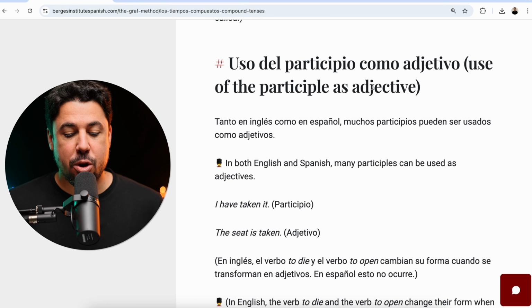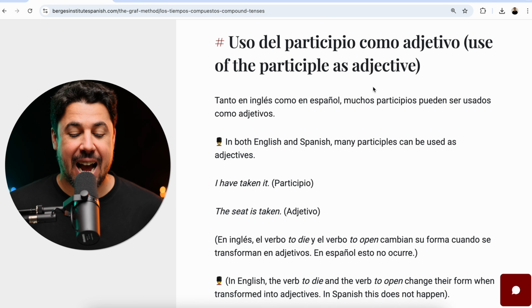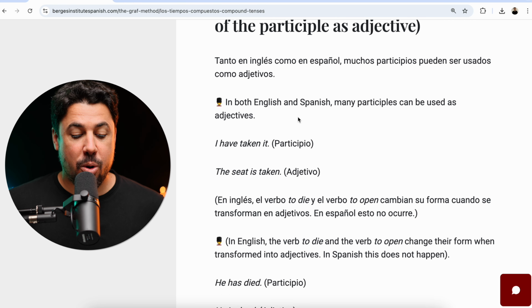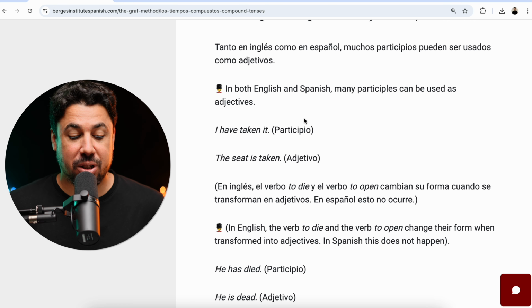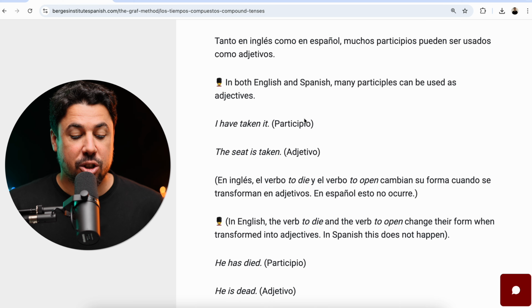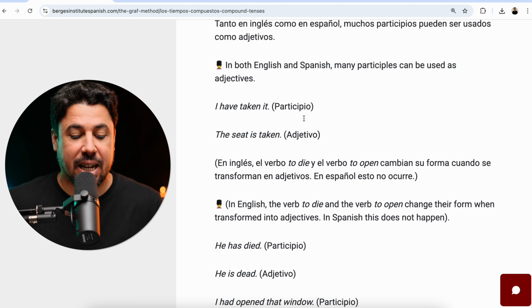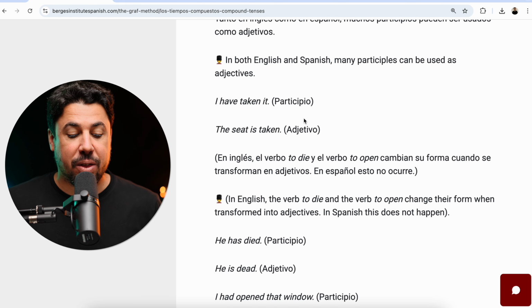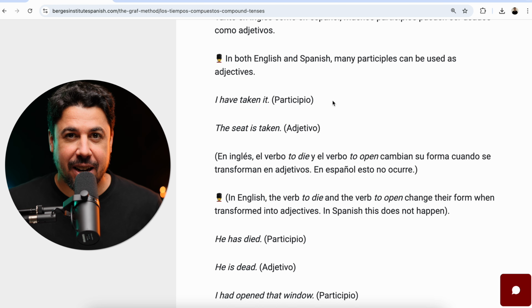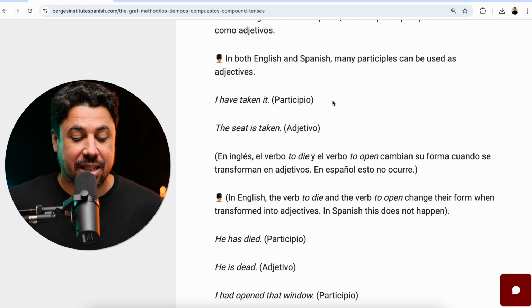And let's talk about using the participle as an adjective. So both in English and in Spanish, many participles can be used as adjectives. So I have taken something, we are using it as a participle. It's part of the verb, of the present perfect in this case. I have taken it. But the seat is taken, now we are using it as an adjective.